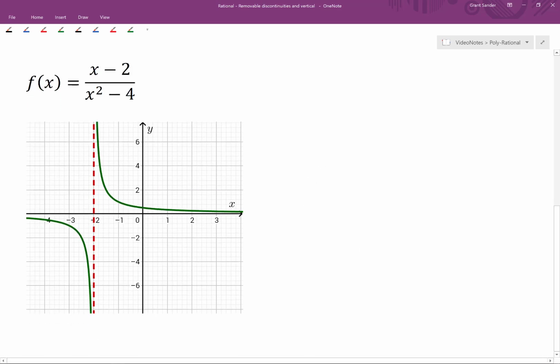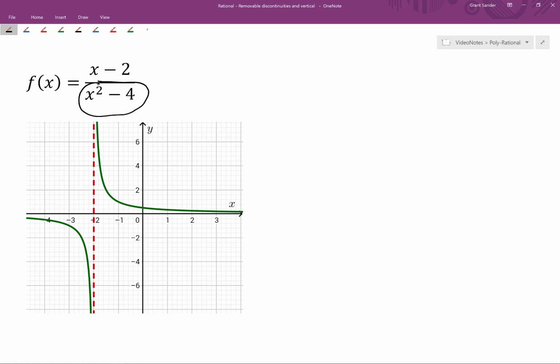If we want to look for vertical asymptotes, we've been approaching this by looking for values of x that make the denominator equal to 0. And values of x that make this denominator equal to 0 are negative 2 and positive 2. So we might expect to see vertical asymptotes at x equals negative 2 and x equals 2.